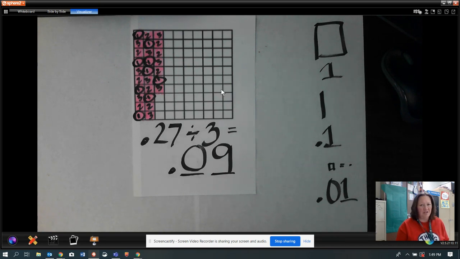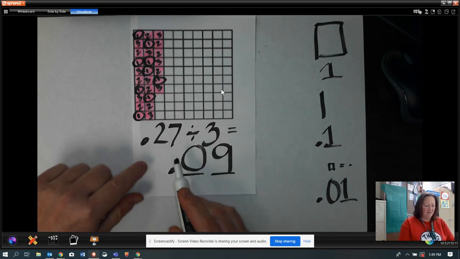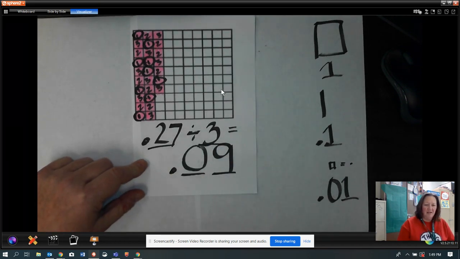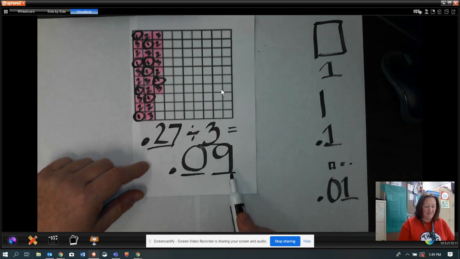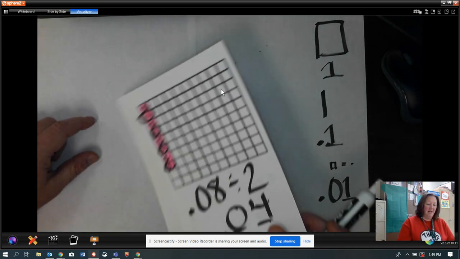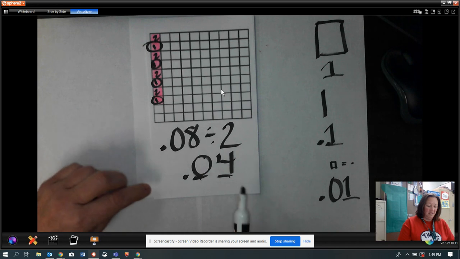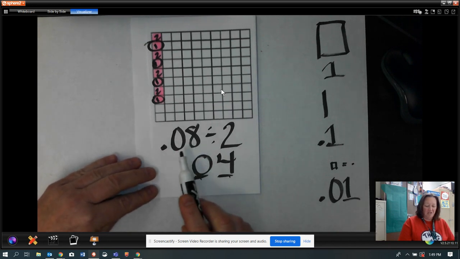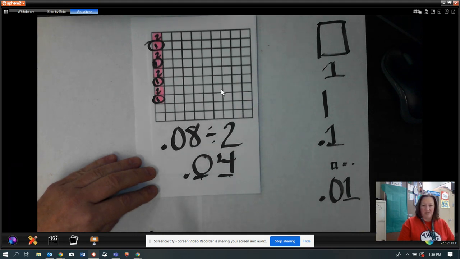Now, I want you to look for a minute. Look at this 27 and this 3. If we just ignored the decimal point and we just thought of it as 27 divided by 3, well, if you know your math facts, you know that 27 divided by 3 is 9. Okay, we just have to know where the decimal goes. And over here on this one, this is 8 hundredths, but we can just use the 8 and say 8 divided by 2. Well, 8 divided by 2 is the 4 that we end up with.